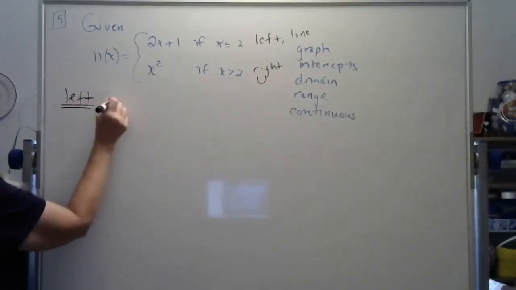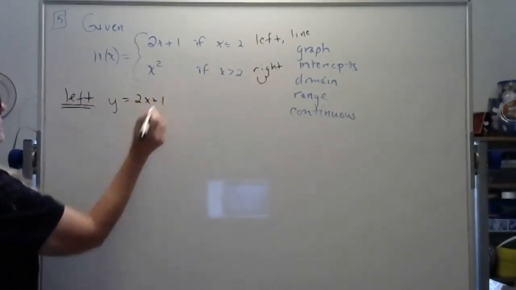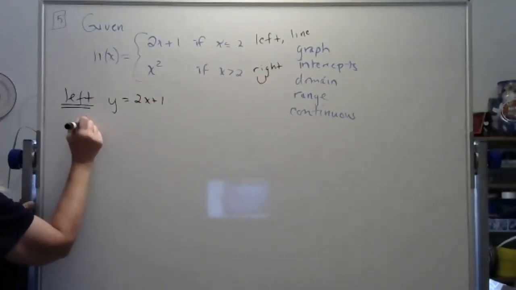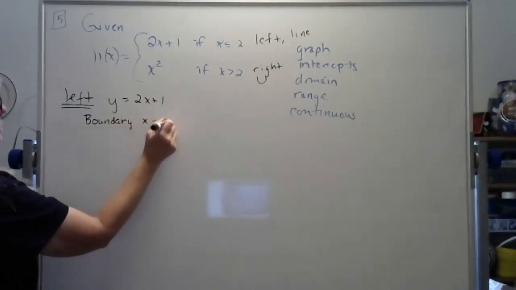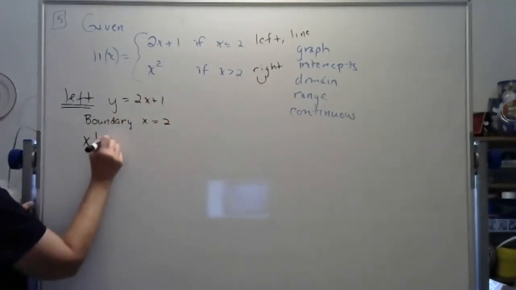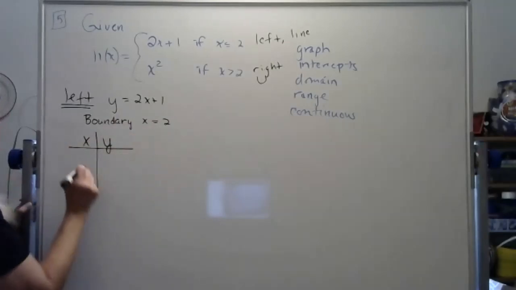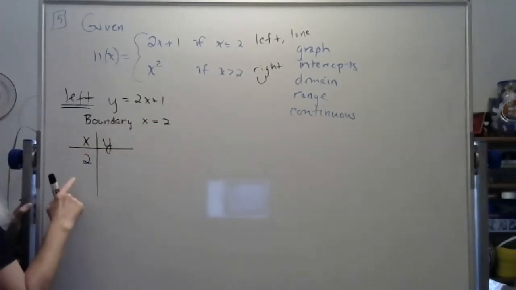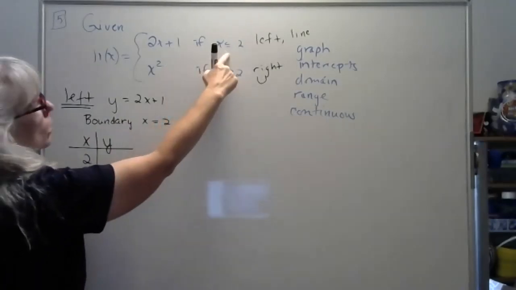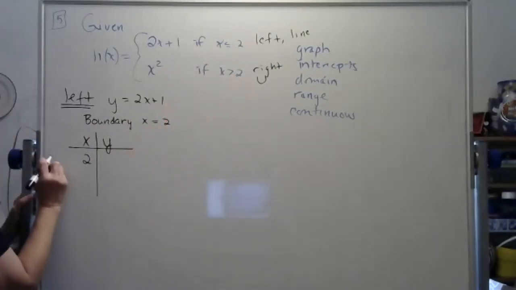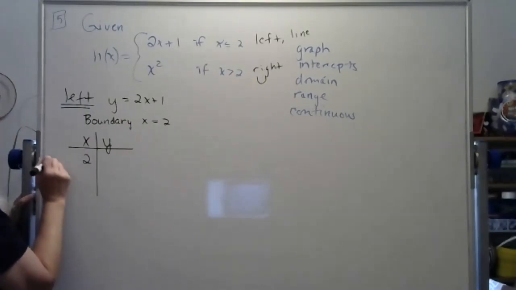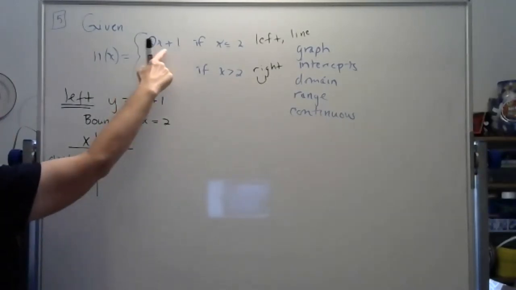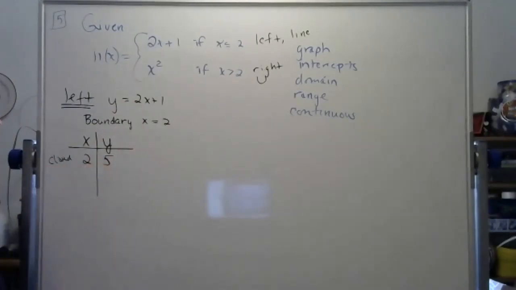I'm going to come and draw the left side. That's y equals 2x plus 1. And again, the boundary value is at x equal 2. And again, you need to get in the habit of plugging that into both pieces. So I'm going to plug 2 in. For this particular piece, is it an open or a closed circle at the 2? Closed. And that's because the inequality says less than. Okay, if I plug in 2, 2 times 2 plus 1 is 5.